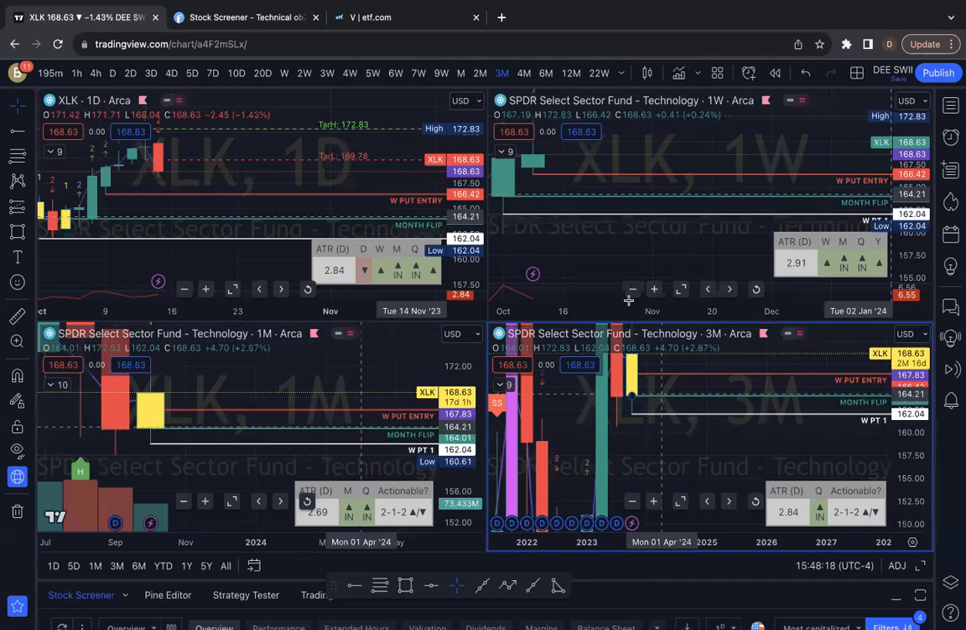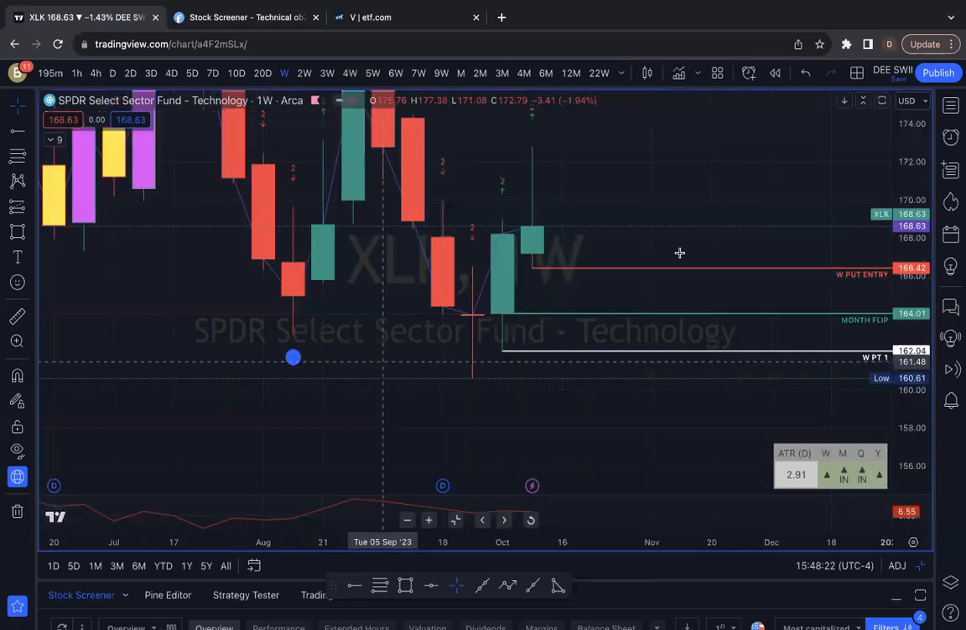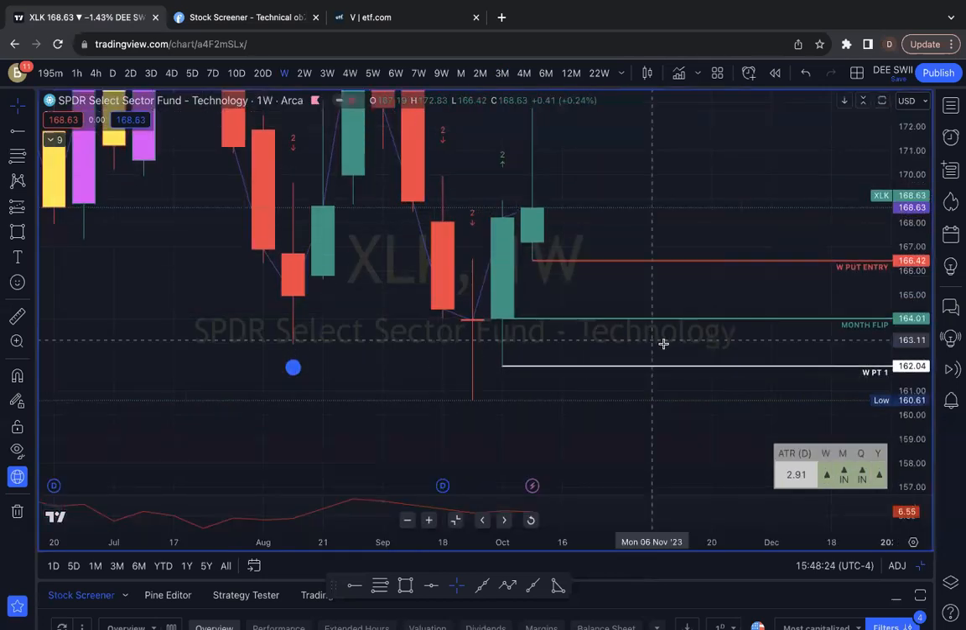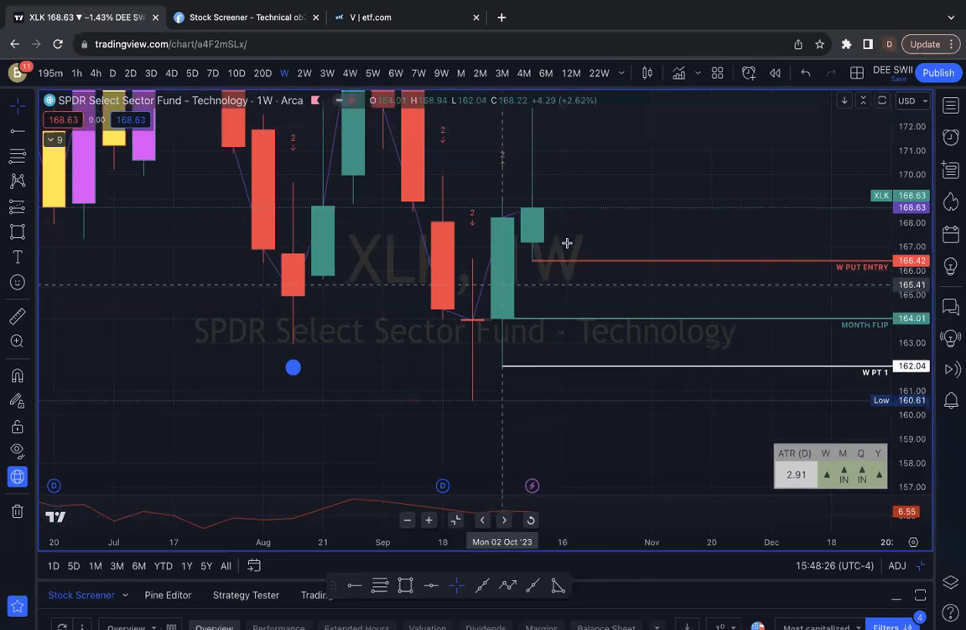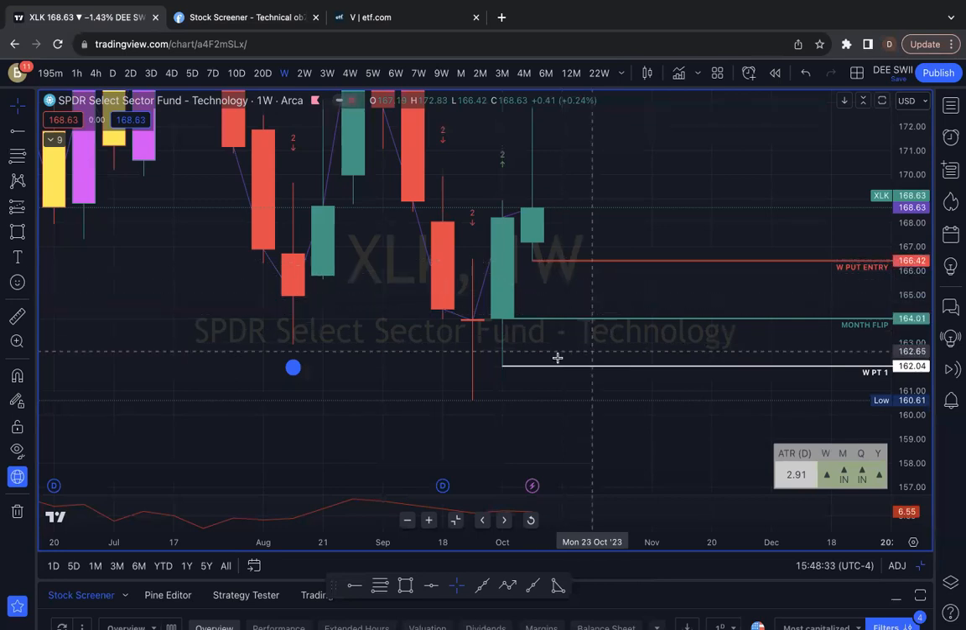So now we go back to our weekly chart. So now we can come up with an analysis. If we go 2 down on the week and our price target is down here, this is our weekly price target. In order for it to get down here, it has to turn the month and the quarter red.